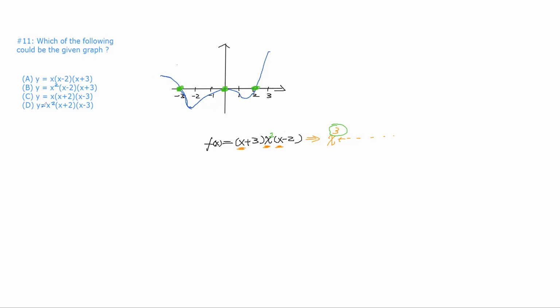So what is the answer here? It will be x squared, times x minus 2, times x plus 3. So this is the one, right? So this is our answer. This is such an excellent problem here, right? Because it combines the characteristics we talked about for polynomials, right?